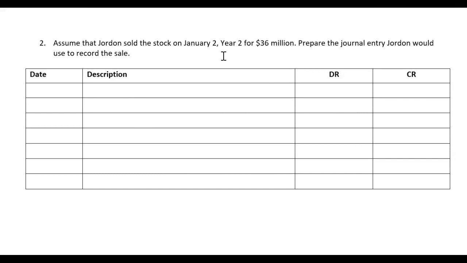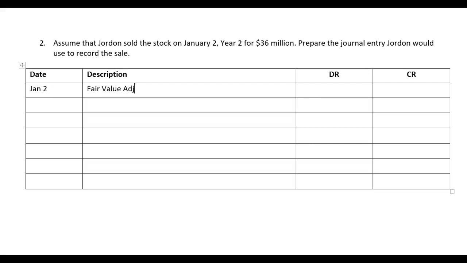Assume that we sold the stock on January 2nd of year 2 for 36 million. So what do we need to do? Well, much like the disposition, the first thing we need to do is make sure that we update our fair value. There's a couple of ways to actually show this, and we'll talk about others in class. But to follow the textbook, they're going to update the fair value.